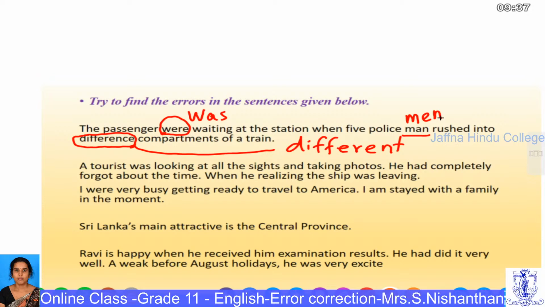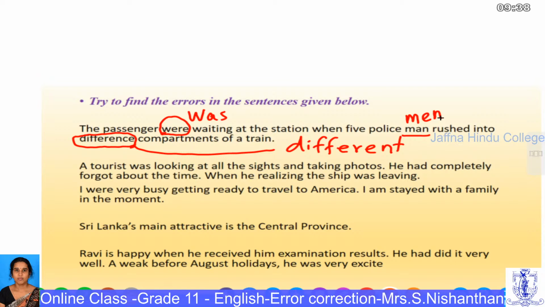Different compartments of a train. Then, look at the second one. A tourist was looking at all the sights and taking photos. He had completely forgot about the time when he realizing the ship was leaving. The sentence goes in past. A tourist was looking at all the sights, past continuous, and taking photos.